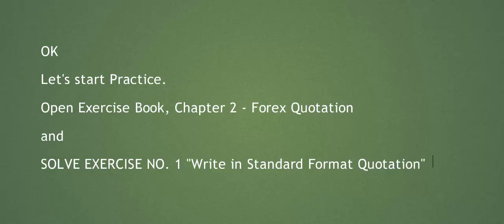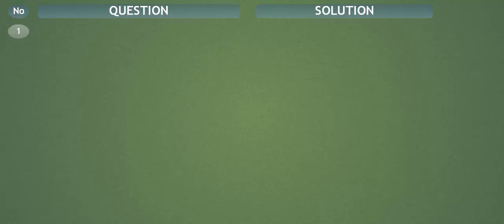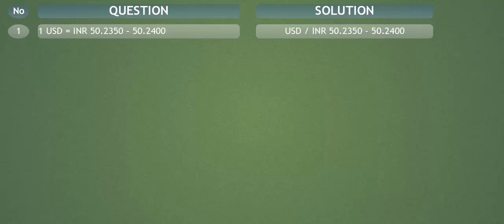First question: 1 USD is equal to INR 50.2350 50.2400. USD is equal to 1, therefore USD will be on the left-hand side and INR will be on the right-hand side. And therefore our solution will be USD/50.2350 to 50.2400 Indian rupees.